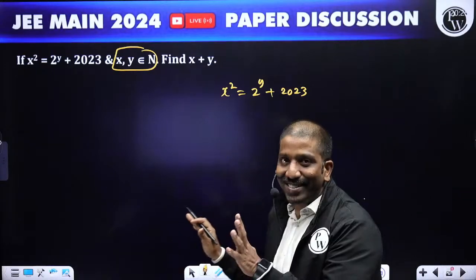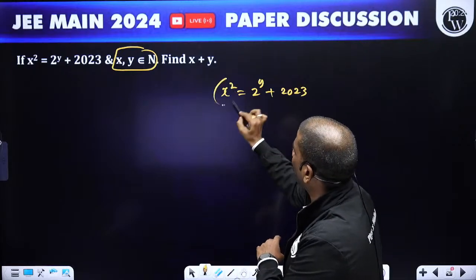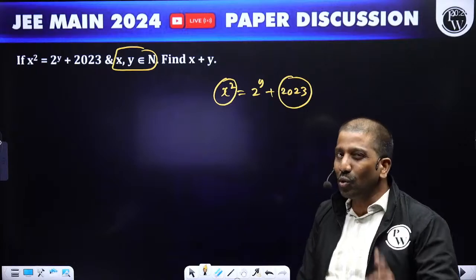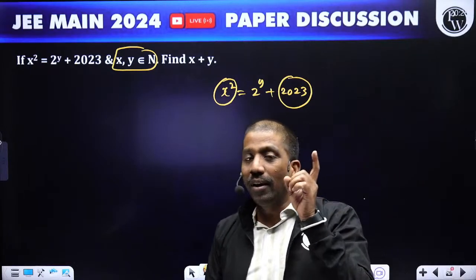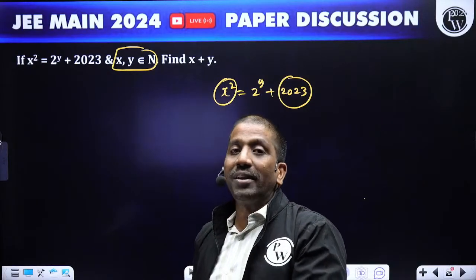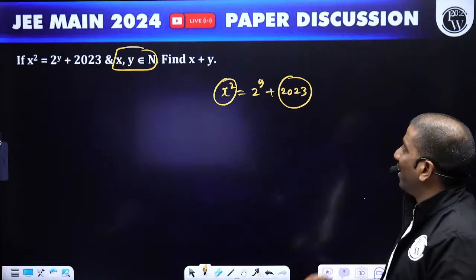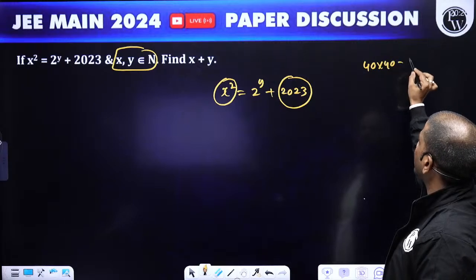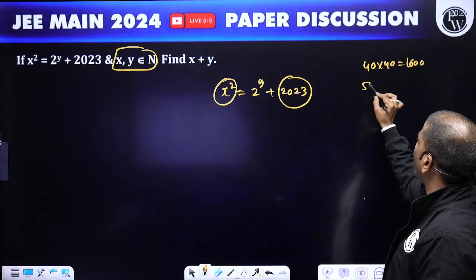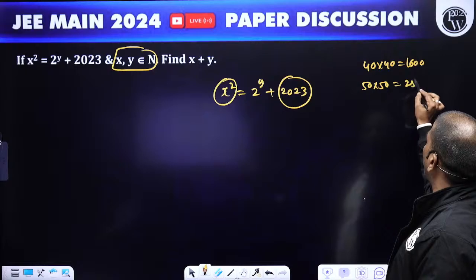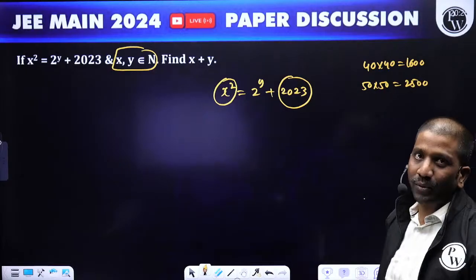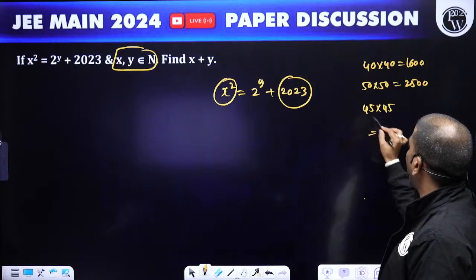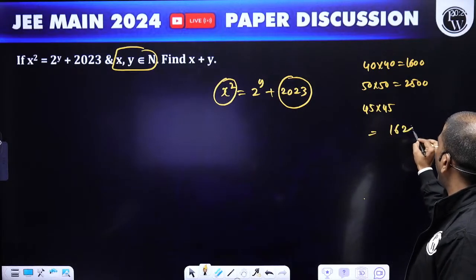So these are integers. When it is an integer, it should be a perfect square, and it must be close to 2023. So can you say any number which is close to 2023 and a perfect square? Usually 40 squared is 1600, 50 squared is 2500. So in between these two, 45. What can we write? 16, 25. This is a simple method.